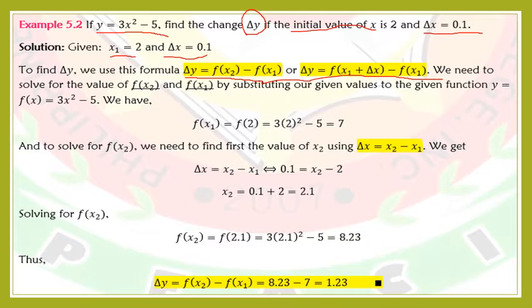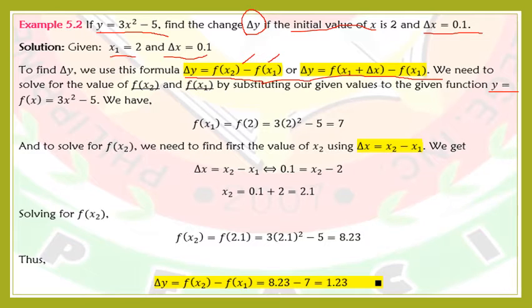So we need to solve for the value of f of x sub 2 para dito, and also the value of f of x sub 1 para din dito, para ma-obtain natin yung result ni delta y, by substituting our given values to the given function, y equals f of x. Okay, ito yung given natin na function, 3x squared minus 5. Okay, f of x sub 1 is equal to f of 2.